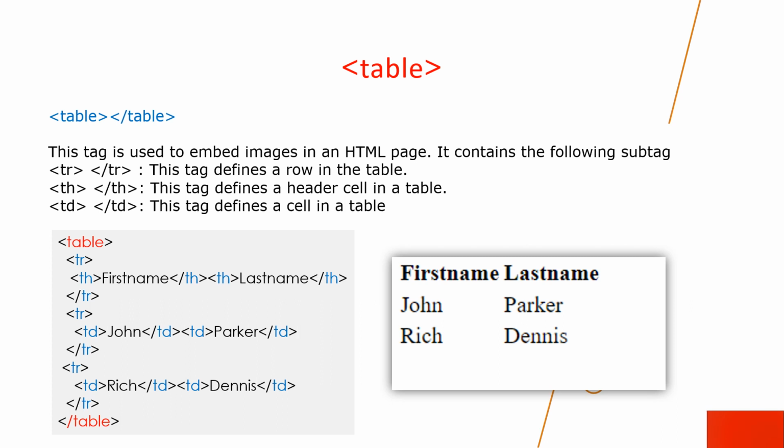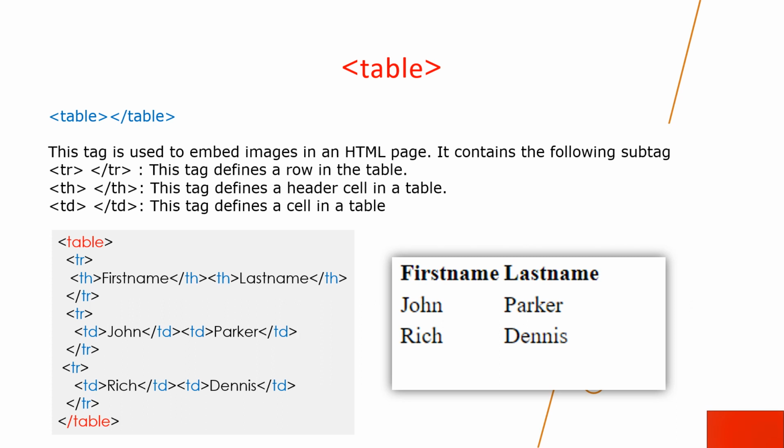Table tag. The table tag is used to embed tables in an HTML page. It contains the tr, th and td tags. The tr tag defines a row in the table. The th tag defines a header cell in a table. The td tag defines a cell in a table.